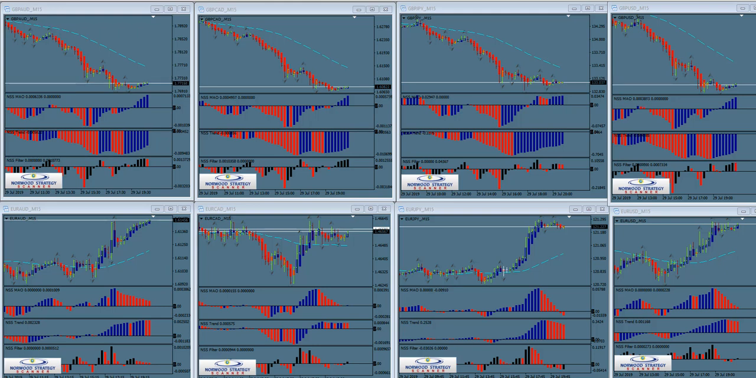In this recording, I want to talk to you about how to find the pairs that were moving and which ones you want to trade in any given day. You'll notice on the top row I have several pound pairs showing, and on the bottom row I have several euro pairs showing. Now the pound pairs were all moving very close to the same. They don't always do that, but in this illustration they are.